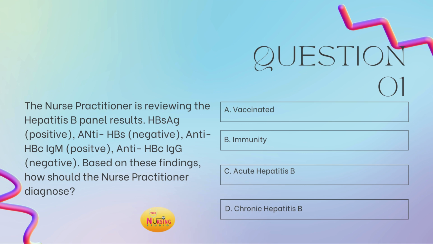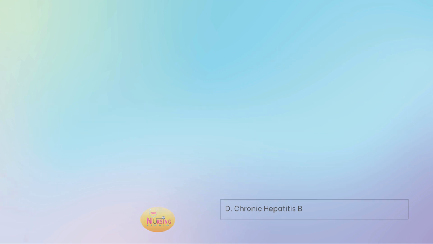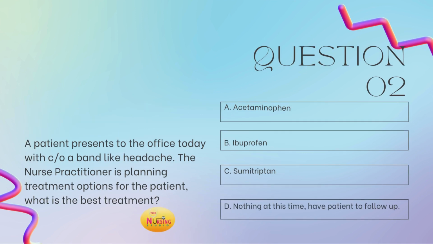All right, let's get into question number two. A patient presents to the office today with complaints of a band-like headache. The nurse practitioner is planning treatment options for the patient. What is the best treatment? Is it A, acetaminophen, B, ibuprofen, C, sumatriptan, or D, nothing at this time, have the patient follow up? Take a moment and tell me what you got.